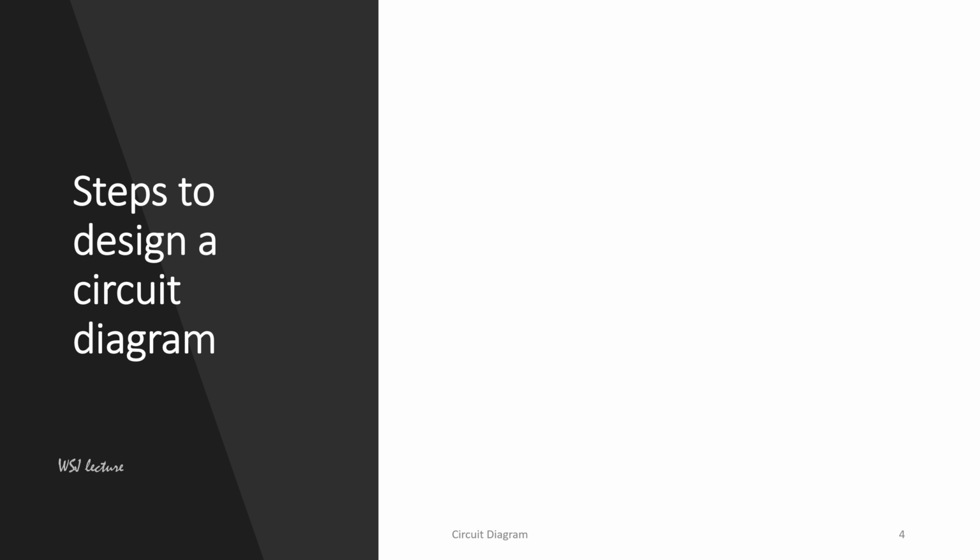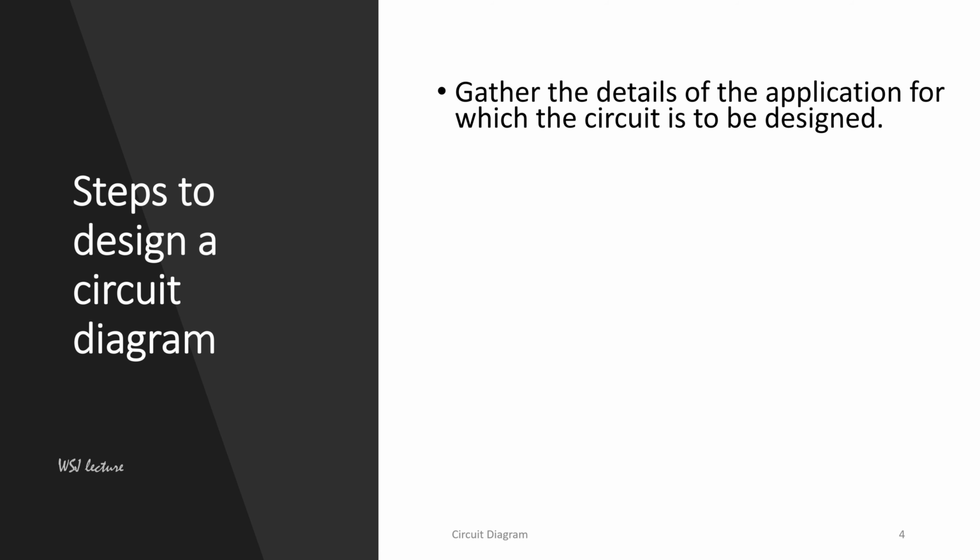Steps to design a circuit diagram. The different steps involved in designing a circuit is explained below. The first step is to gather the details of the application for which the circuit is to be designed. First, you have to collect the information about the application for which the circuit is to be designed. The information needed are the list of components, their specification, and the purpose of the application.